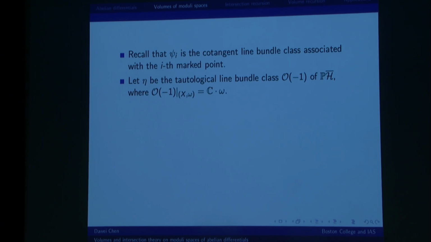Now you only need to do this relative version. So fiber-wise this is the same as the tautological line bundle of a projective space. Now I have a projective bundle. I still have this O(-1) class by collecting these tautological fibers together. So it's a holomorphic line bundle over the projectivized Hodge bundle. I take its first Chern class and denote it by eta. Okay. So eta is the first Chern class of this line bundle.